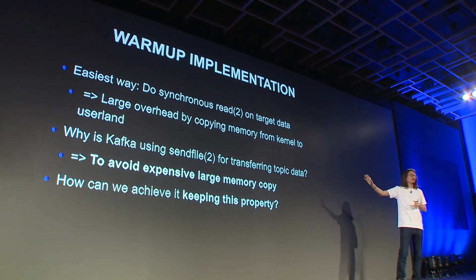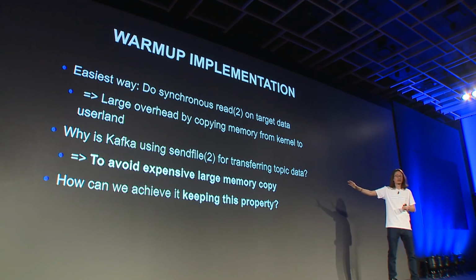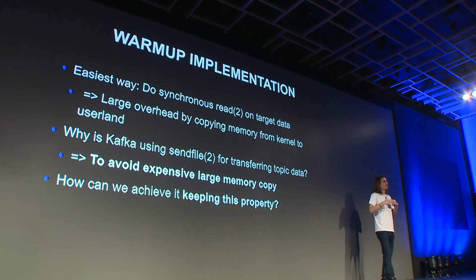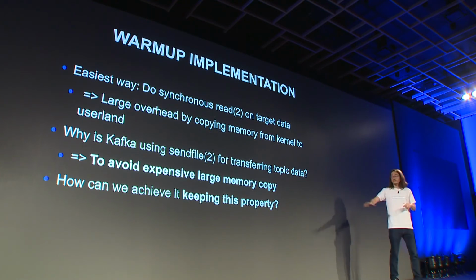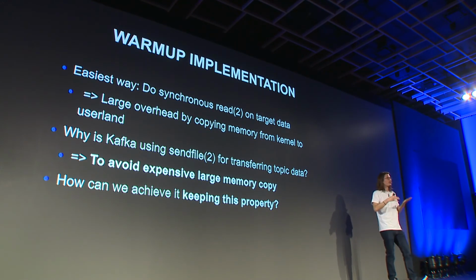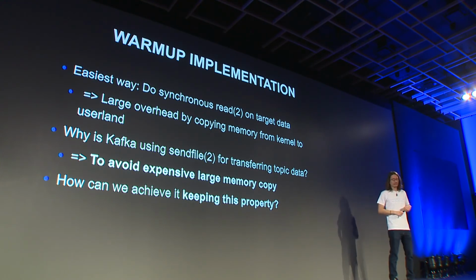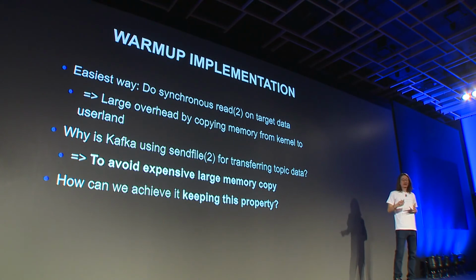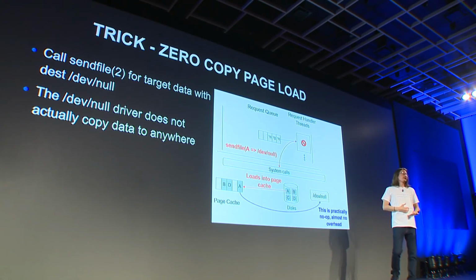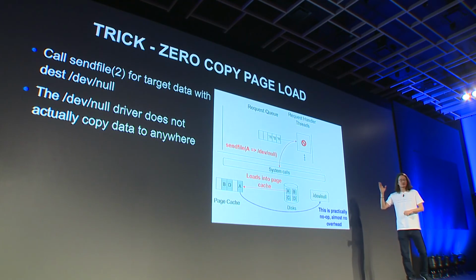In the end, why does Kafka use sendfile anyway? Why does it use that system call? It's because it wants to prevent the massive memory copy to user space RAM. If we did that, the efficient performance characteristic Kafka has would get lost. So I had to think about other methods we could use. After thinking through it, it was a little bit tricky, but we came to a solution.